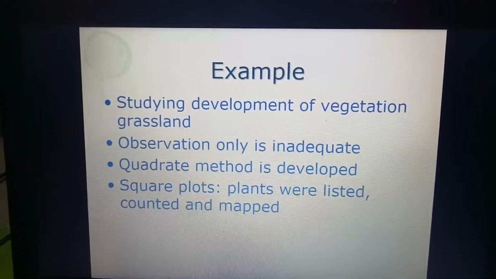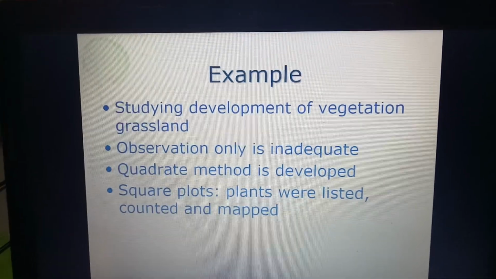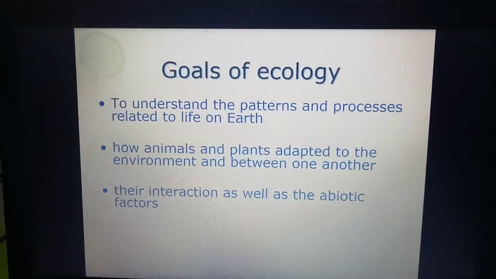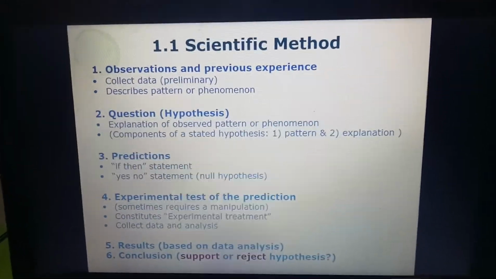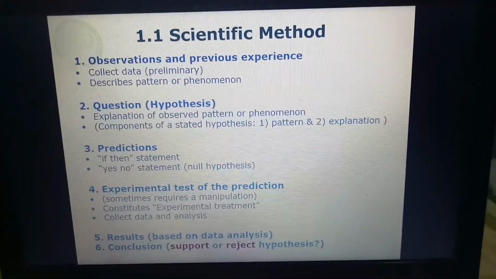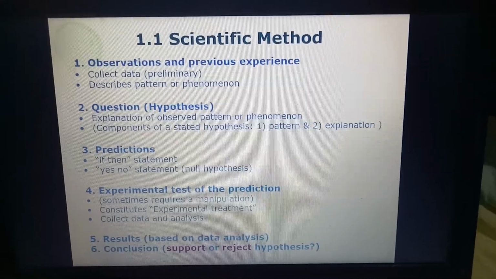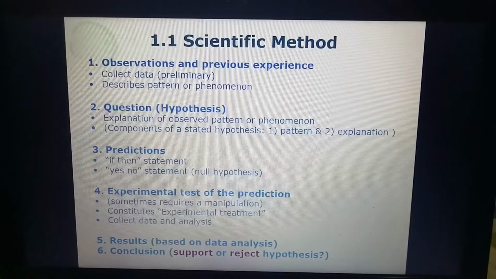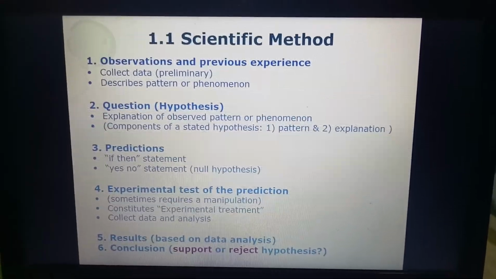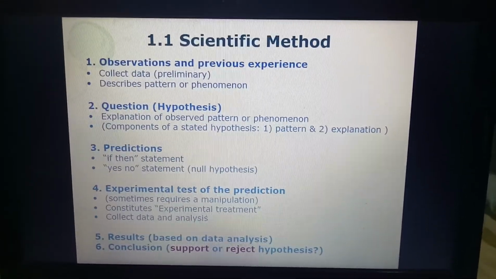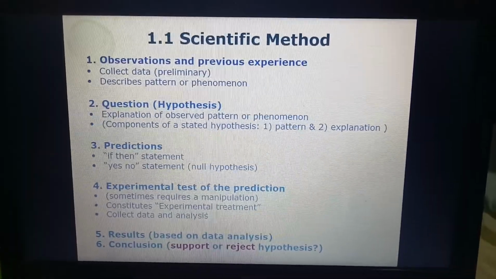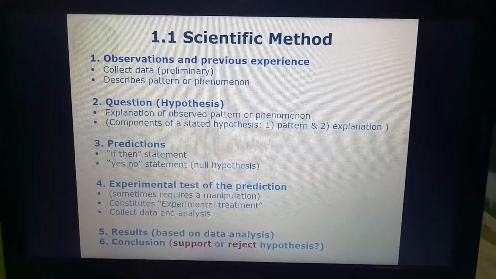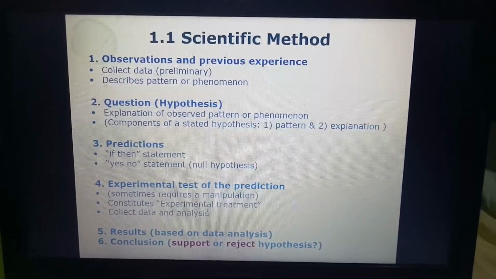As I told you before about the experiments that you have to handle during your laboratory session, I want to focus more on this one because it is very important for you to understand the scientific method. There are 6 items altogether: number 1, observation and previous experience; number 2, question or hypothesis; number 3, prediction; number 4, experimental test; number 5, results based on data; and the last one, conclusion.